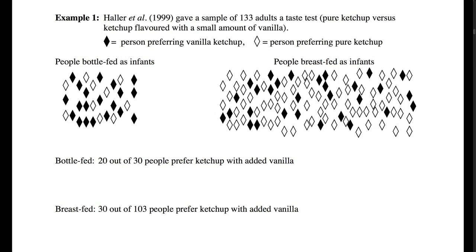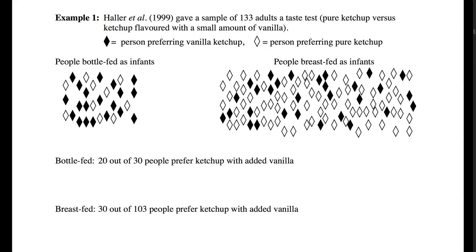I've gone through and I've counted up that in the bottle-fed group, 20 people out of 30 preferred the ketchup with added vanilla, and in the breastfed group, 30 out of 103 people preferred ketchup with added vanilla. Now what I want to do is go to the next stage, which is to not just collect together the information, but to summarise it in a way that allows me to compare the two groups.